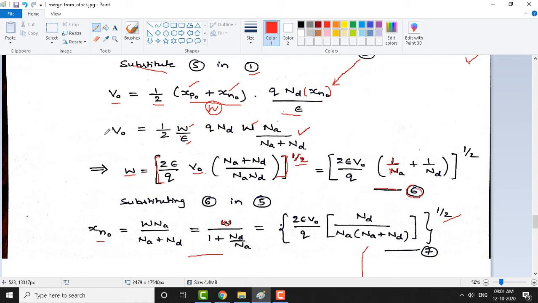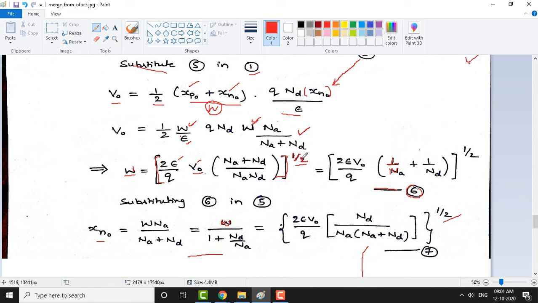obtain W from this barrier potential equation. So this has two W's here, one is here and the other one is here. On the right hand side it becomes a square, and if you transfer the remaining terms to the left hand side, the W here will be the square root of this. That is shown as 1 by 2 here. So 2 epsilon by q goes to the numerator, left hand side, that is the first term into V naught, and here Na plus Nd goes to the numerator divided by Na into Nd. The whole thing is under square root.